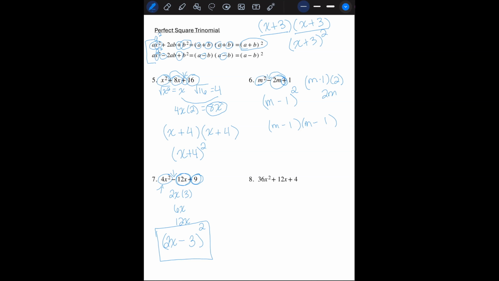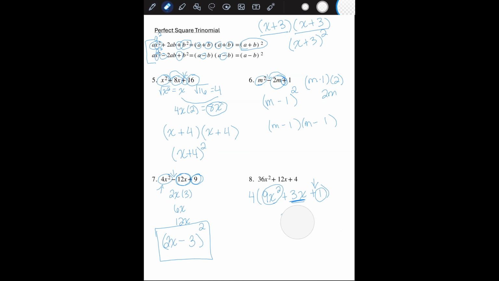All right, on number 8, I see that I have a common factor of 4, so I'm going to factor out 4. 36x squared divided by 4 is 9x squared. 12x divided by 4 is 3x, and 4 divided by 4 is 1. Now I see that I have a perfect square in the front and a perfect square in the back with that plus sign. So I check the middle. The square root of 9x squared is 3x. The square root of 1 is 1. That gives me 3x, and then I have to double that, and I get 6x. But that's not my middle, which means this is not a perfect square trinomial.